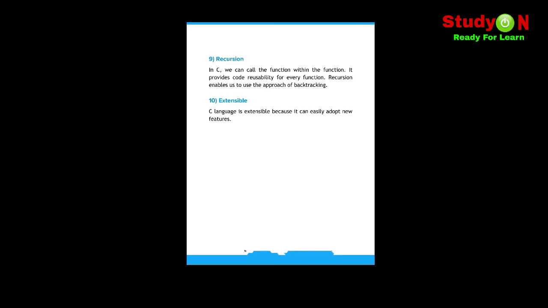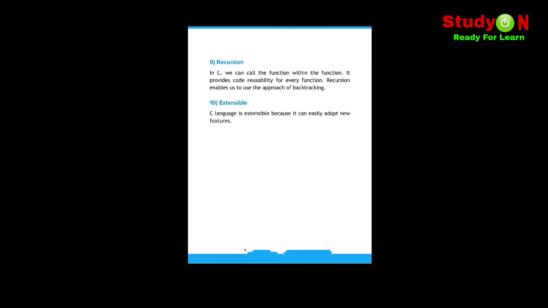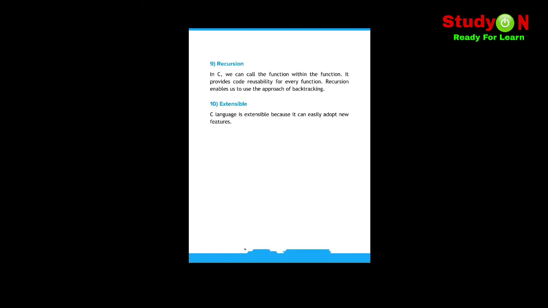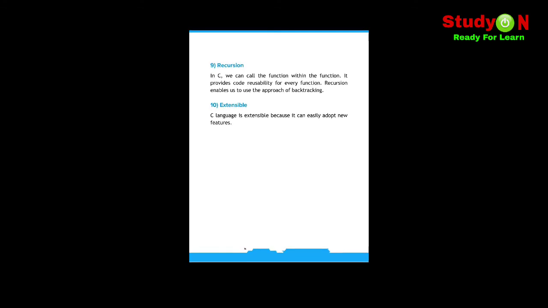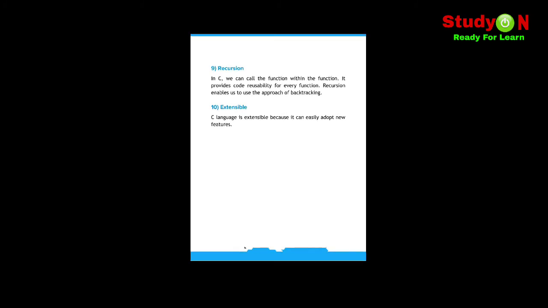Recursion. In C, we can call a function within the function. It provides code reusability for every function. Recursion enables us to use the approach of backtracking. Backtracking means, I will explain backtracking in the next slide. Extensible. C language is extensible because it can easily adopt new features.